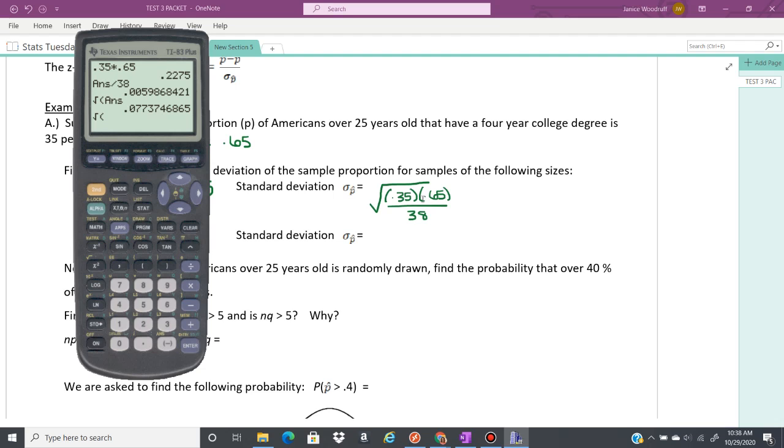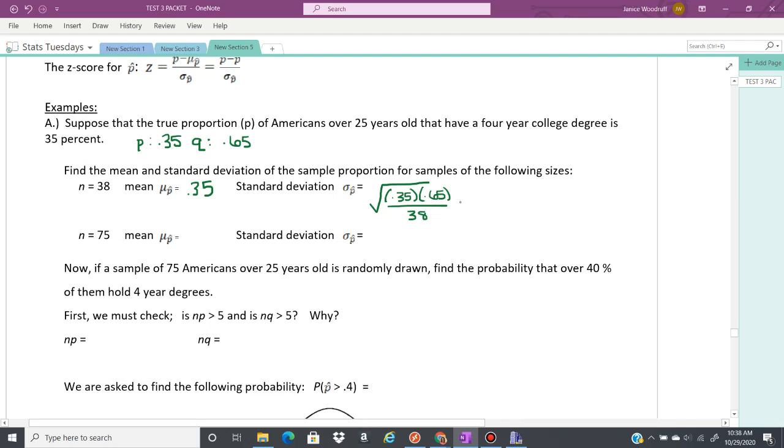Or if I want to put it all in at once, just make sure you use parentheses for your numerator. So in here, you're going to have parentheses, 0.35 times 0.65, and then divided by 38, close parentheses. Okay, you should get the same thing. So that's going to give you 0.0774.